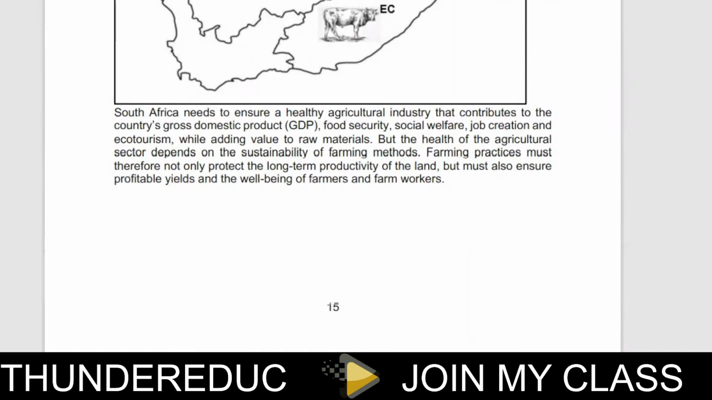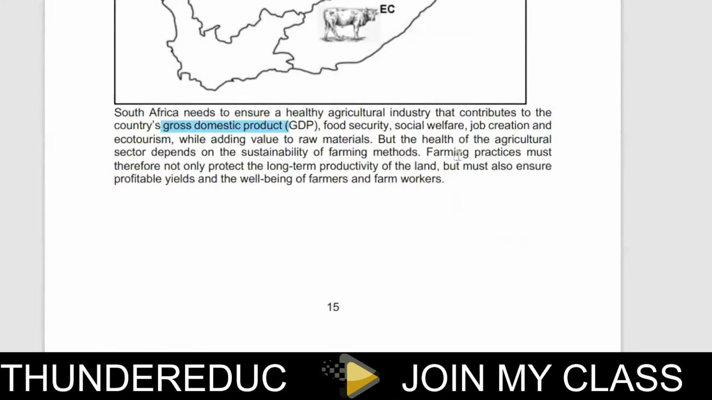Okay, so South Africa needs to ensure a healthy agricultural industry that contributes to the country's gross domestic product. Okay, you know very well that we say the GDP will look at the value of goods produced in the country in a particular year. We say that agriculture needs to contribute more, or it needs also to improve its production. Remember, where there is no agriculture, there is no food, food insecurity, social welfare is going to be a problem. Jobs will not be there. And also, we need to depend on this sector for the sustainability of the country.